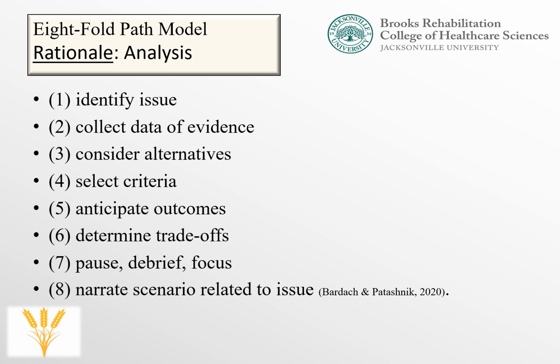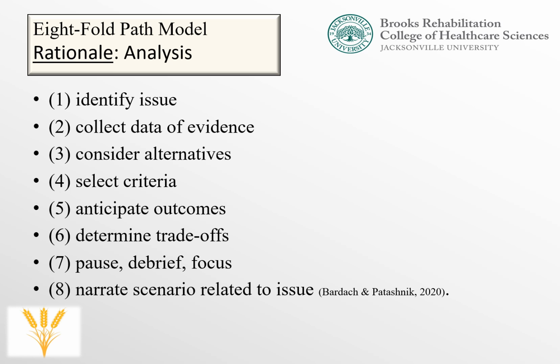Number 5 would be to anticipate outcomes. According to Burdock and Partashnik 2020, this must be included because that would increase the proposal acceptance. Because submitting a proposal without including the anticipated outcomes will increase proposal rejection, because they know a policy may not be implemented, and you give them a false pretense that it will.